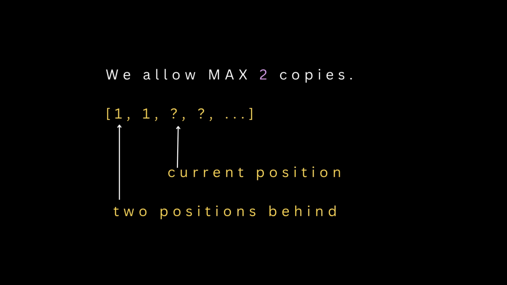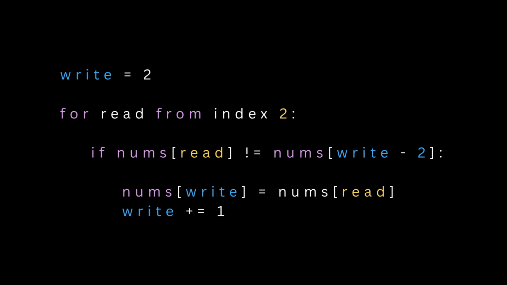You might wonder why we are checking exactly two positions behind. Because we are allowing two copies. If the current number is equal to the number two positions behind, then there are already two copies of that number in our valid portion, so we skip it. So after keeping the first two elements, we scan the rest of the array. If the current number is different from the number two positions behind our right pointer, we copy it into the right position. Then we move the right pointer forward.